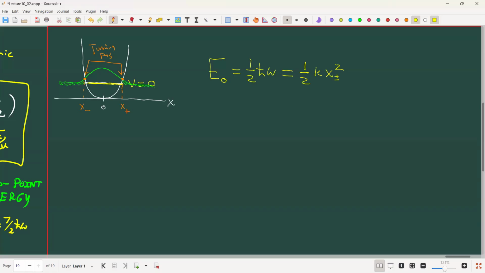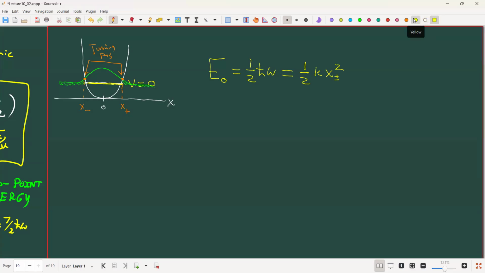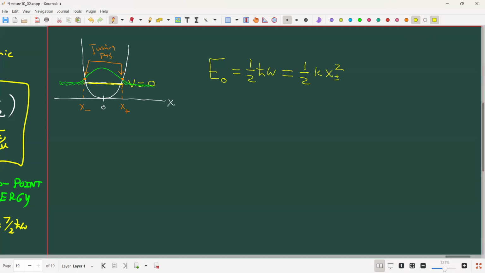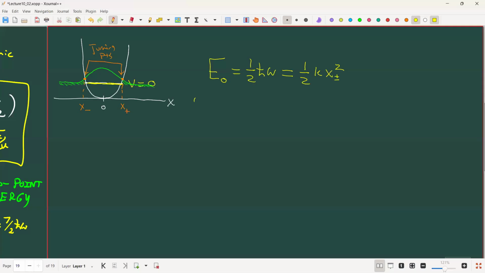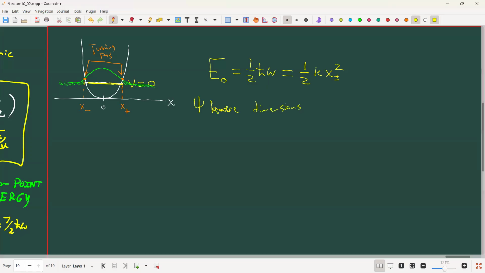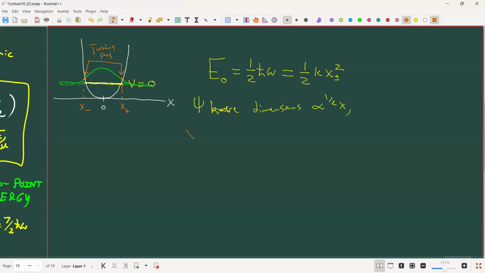Okay, so now I have to, our wave functions have dimensions alpha to the 1/2 x. So I need to scale my x coordinates. So I'm going to call it x prime is equal to x over alpha.